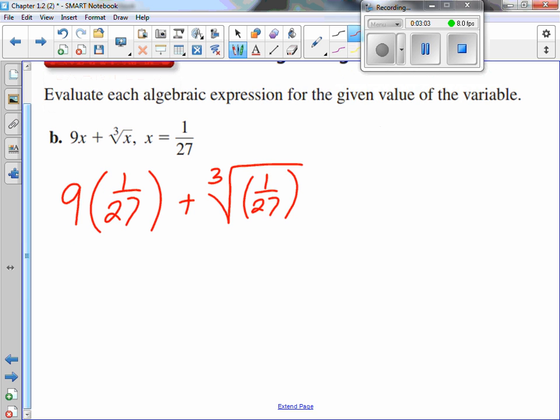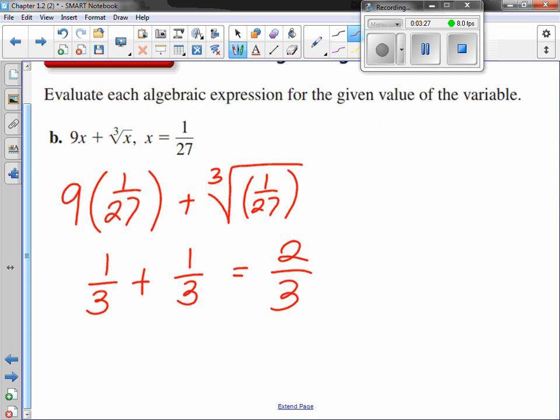So if we do this by hand, we do 9 times 1/27, 9 times 1 over 27, we get 1/3. Now if we do the cubed root of 1/27, we will get 1/3. And I'll plug it in here just to make sure. Yes, it is 1/3, and 1/3 plus 1/3 is 2/3, or 0.6 repeated. Either one. So 2/3 or 0.6 repeated would be your answer. That's all we have to do to solve these here.